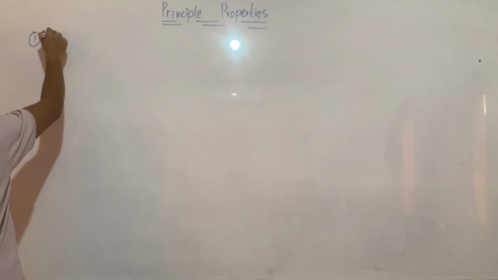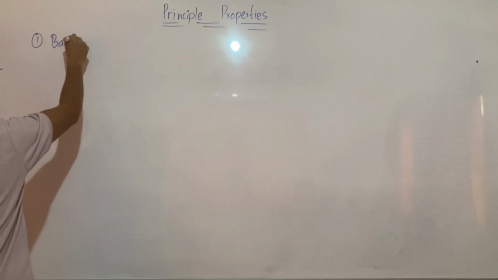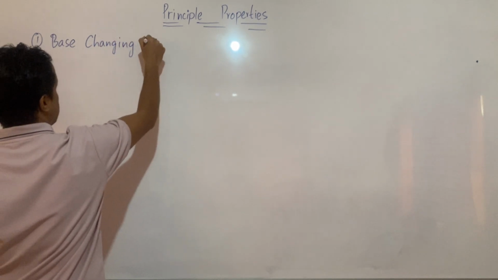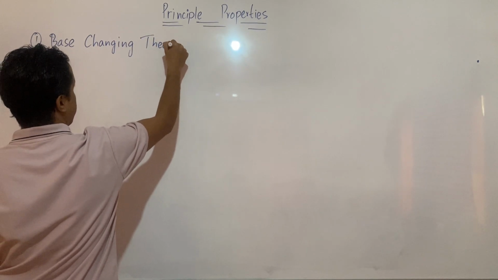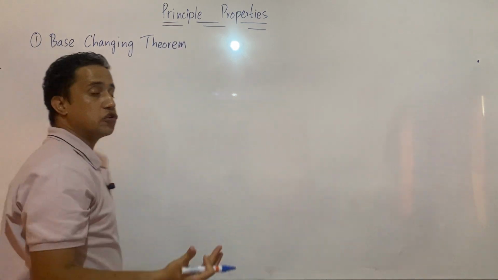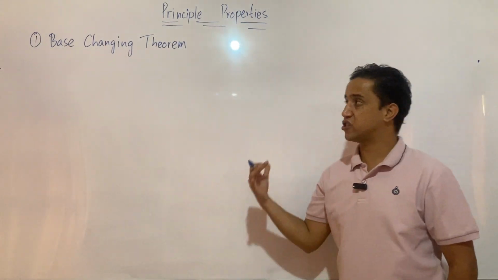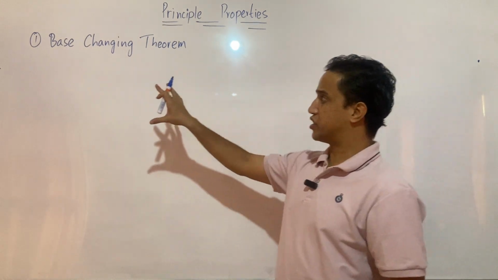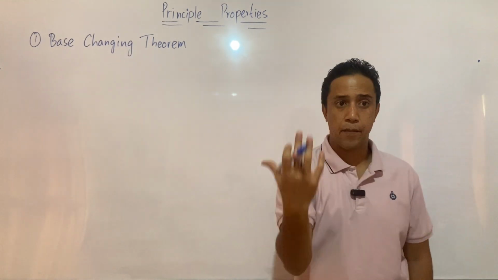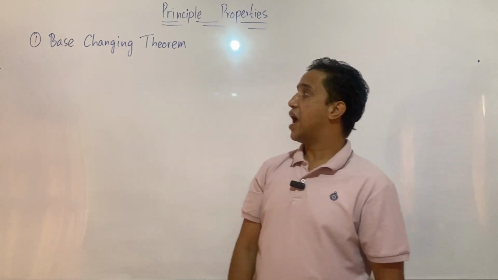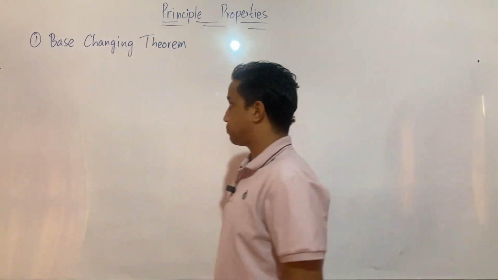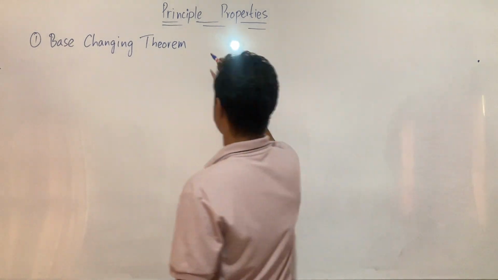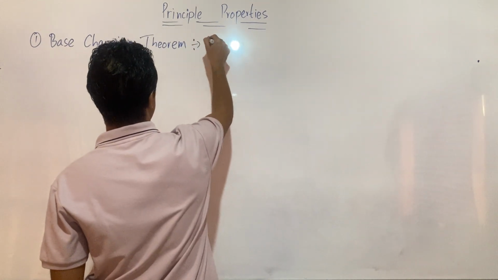We call it the base changing theorem. It is also known as the base changing property, or the base change rule. Whatever you see, the meaning is the same. And what does the base changing theorem say?